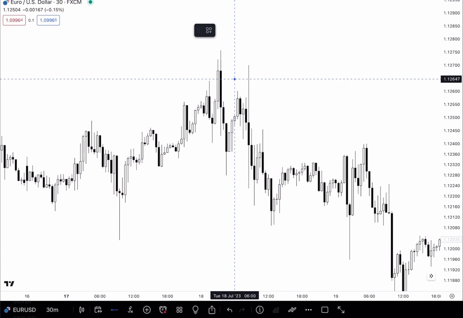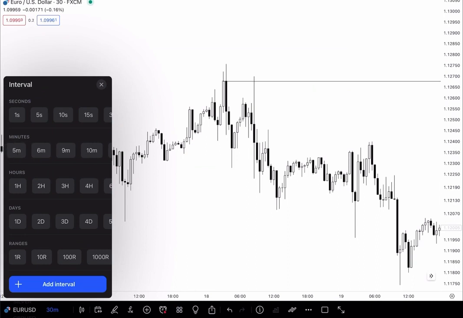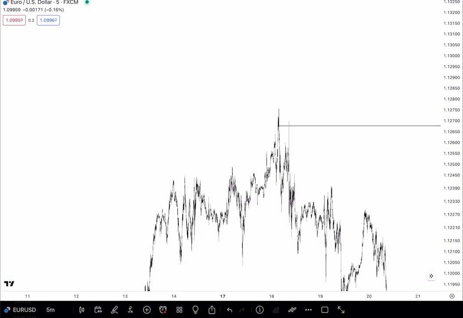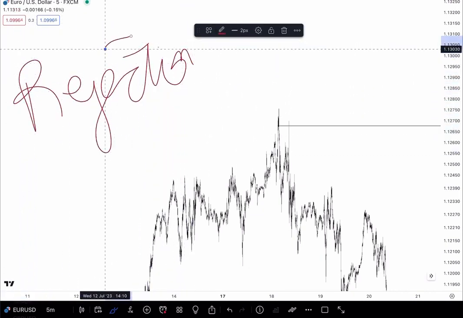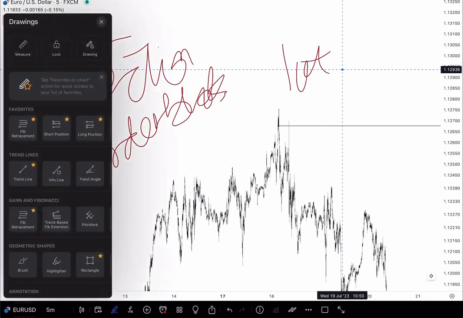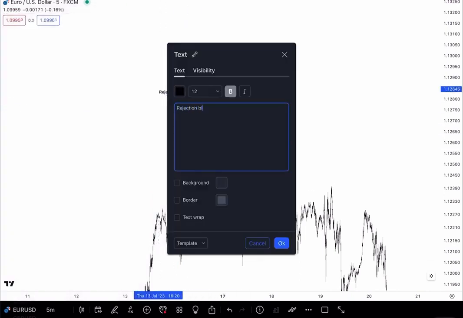This rejection block, right, if I'm not mistaken, there was an SMT divergence at that high, which induced my entry using the good old technique of... and before I zoom in, we all know that rejection blocks on the higher time frame are order blocks on the lower time frame. That's a horrible, disgusting handwriting. I'm gonna have to do some justice. Rejection blocks on the higher time frame equals order blocks on the lower time frame.